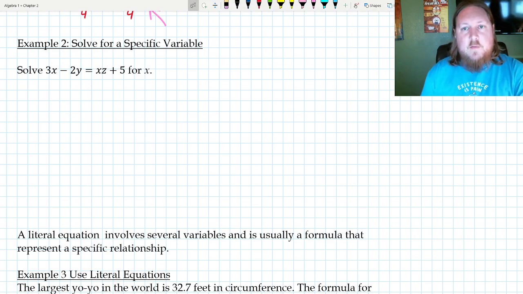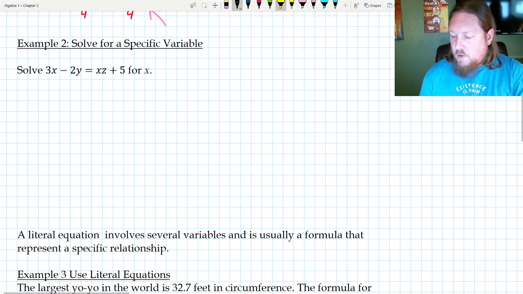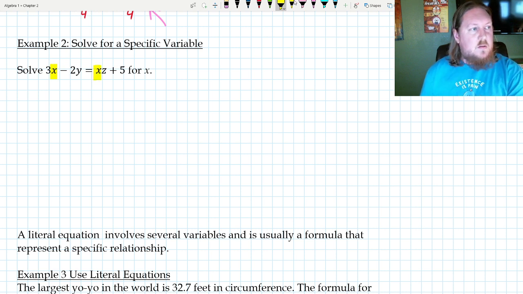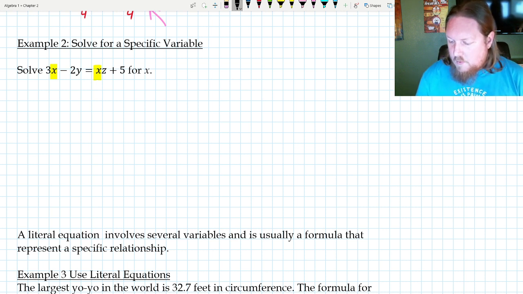Okay, we have another equation, and we're going to look for another variable. This time I happen to have variables in two positions, and those are the ones I'm looking for, and I have three variables in total. Just like always, I'm trying to get all the variables to the same side of the equation. And if I can isolate it, that's great.